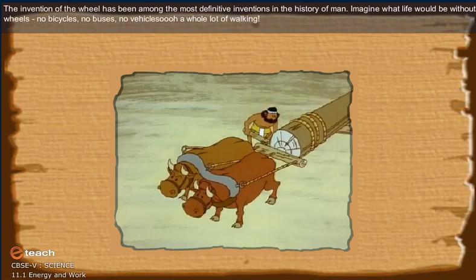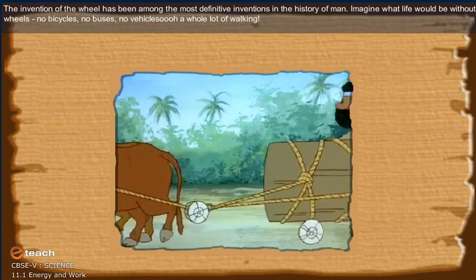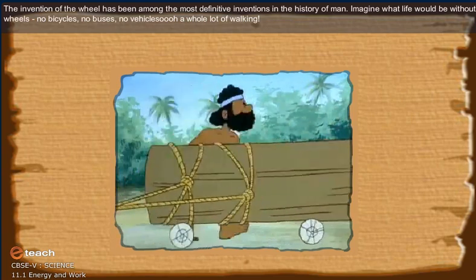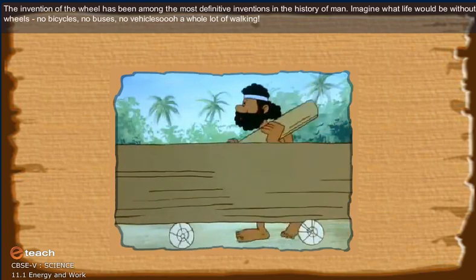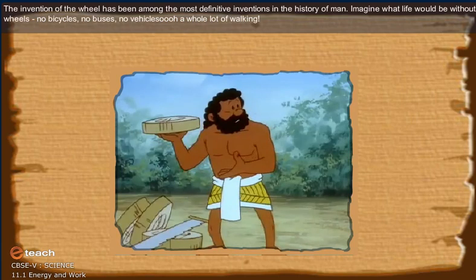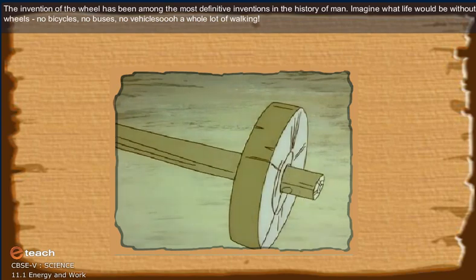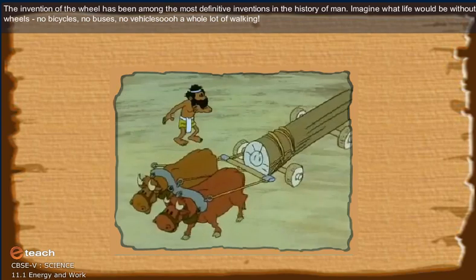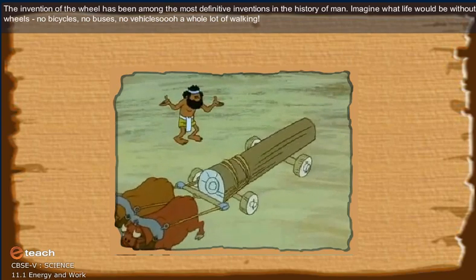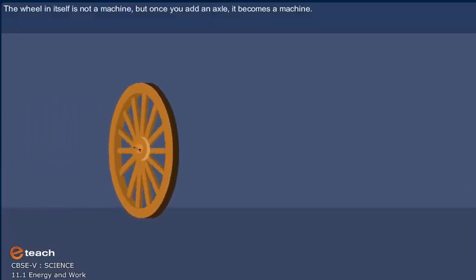The invention of the wheel has been among the most definitive inventions in the history of man. Imagine what life would be without wheels. No bicycles, no buses, no vehicles. Oh, a whole lot of walking. The wheel in itself is not a machine, but once you add an axle, it becomes a machine.